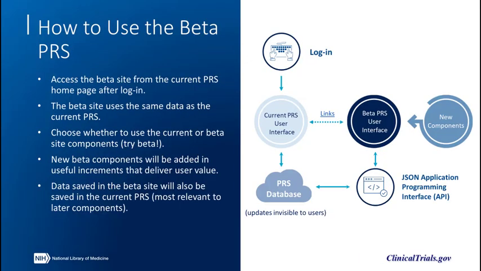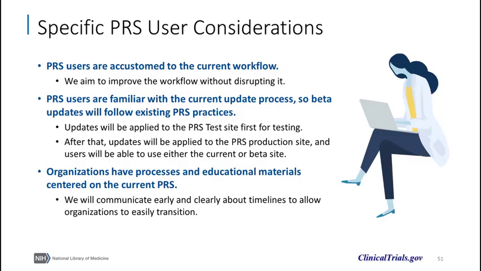To access the beta PRS, users will log into the PRS via the current user interface, and they can use a link to access and try out the new beta user interface. The beta site will use the same data as the current PRS, but will implement new components as they are developed to deliver the greatest user value. The back-end process for updating the PRS will be invisible to PRS users, and data saved in the beta site will also be saved in the current PRS. This effort to maintain the current interface while developing a newer version is done with the understanding that PRS users are accustomed to the current workflow and might take some time to adjust to a new experience.